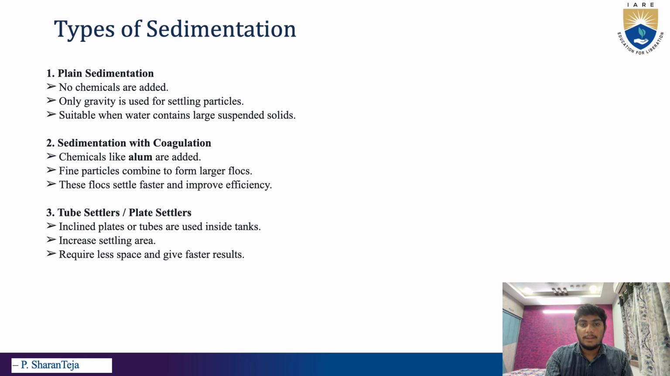Tube settlers and plate settlers. Inclined plates or tube settlers are placed inside the tanks. This increases settling area and reduces tank size. It saves space and gives faster results. These modern systems are used in advanced plants.